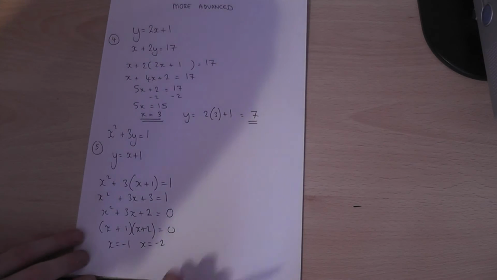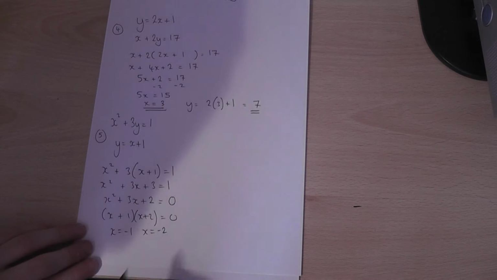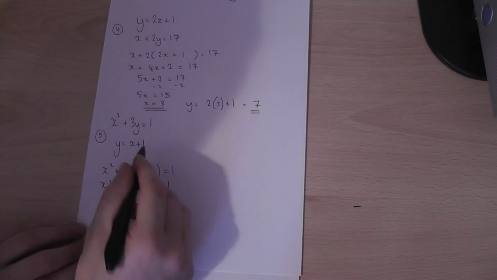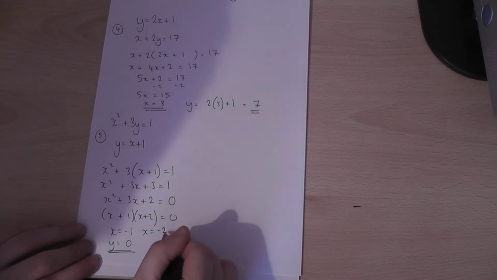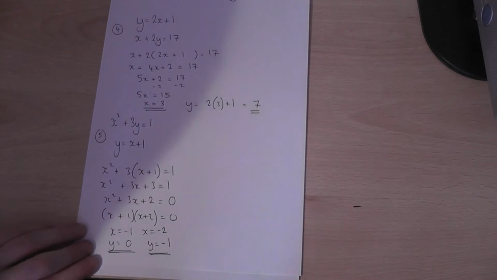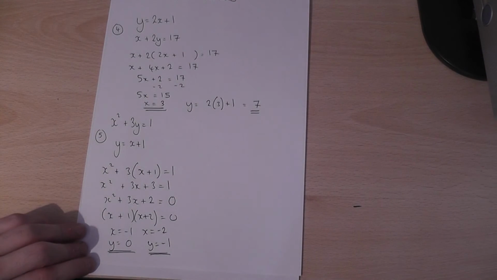And then to finish off, y equals x plus 1. So when x is minus 1, y equals minus 1 plus 1, which equals 0. Or, if x equals minus 2, y equals minus 2 plus 1, which equals minus 1. And these are the two pairs of solutions to this pair of simultaneous equations.